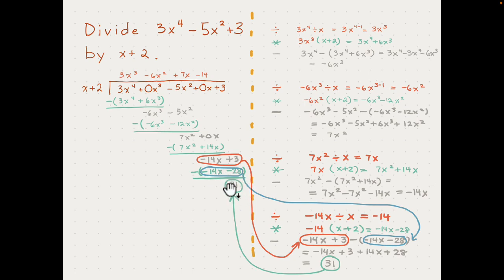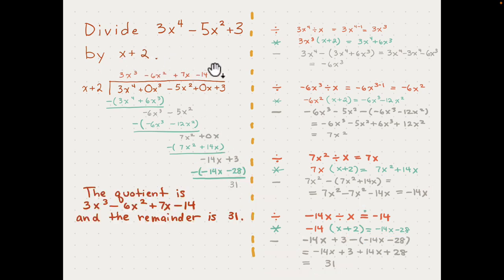This is the remainder. So when I end up with something that has a smaller degree than the divisor, that's when I stop. So this is called the quotient up here. This is the remainder down here.